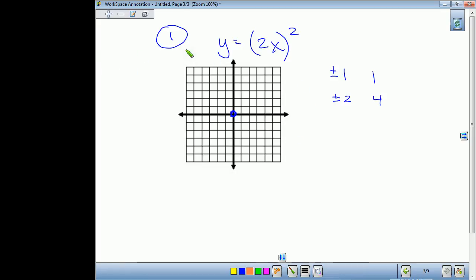Now, we have changed something here. We have changed the horizontal. Divide by. So what we have to do is we have to go in and take those horizontal moves and multiply them by 1/2. Do the y's stay the same? And this time, the y's don't change. Okay. So this becomes plus or minus 1/2, 1. What is half of 2? 1. Very good. Plus or minus 1, 4. So we go over 1/2 up 1. Over 1 up 4. Over 1/2 up 1. Over 1 up 4.